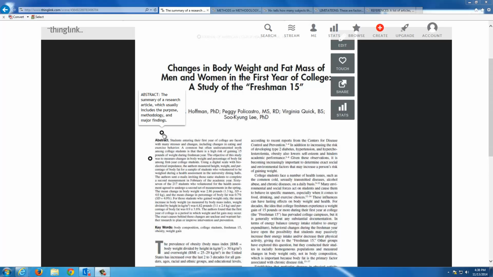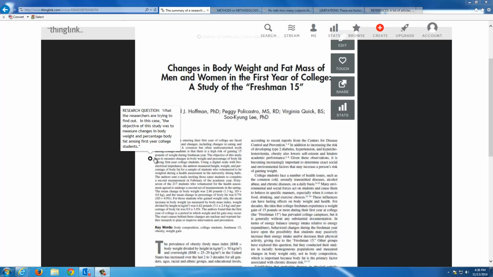So the first thing I'm going to look at right here is the abstract, and you see I've got a little bit of information here. So the abstract is the summary of an article. It's going to tell you about the purpose, the methodology, in other words, how do they do the study, and what the major finding is. So when you're looking at research articles, reading that short abstract can get you a lot of bang for your buck.